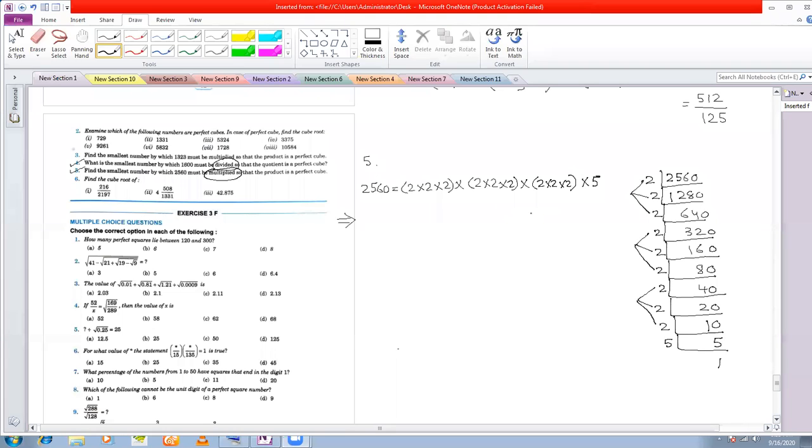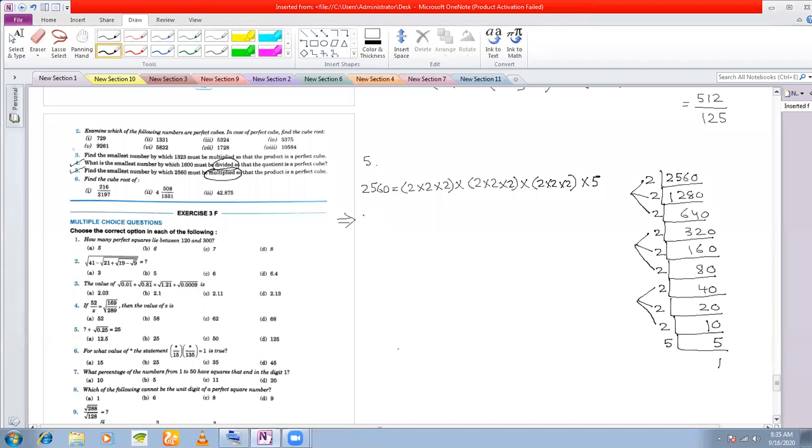Varsha, your answer was actually wrong. You know why? Because this 5 does not form a triplet. We need to make it a triplet. This is a single 5. So how many 5s do you need here? You need 2 more 5s to make it a triplet. So that is why it should be multiplied by 5 into 5. So I multiply both sides by 5 into 5, and then both sides become triplets.